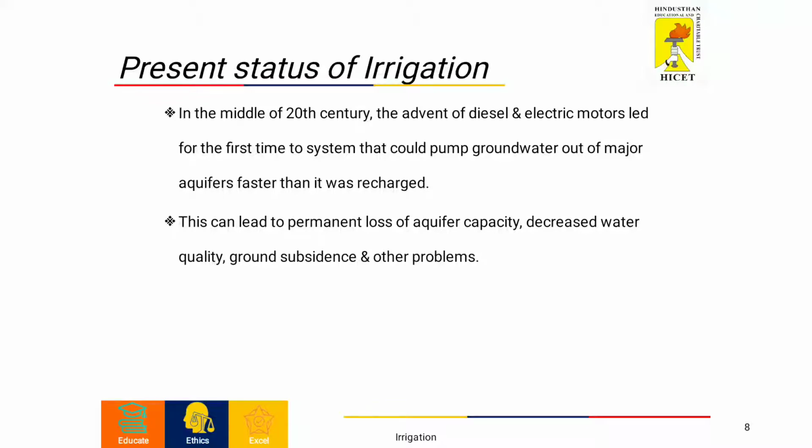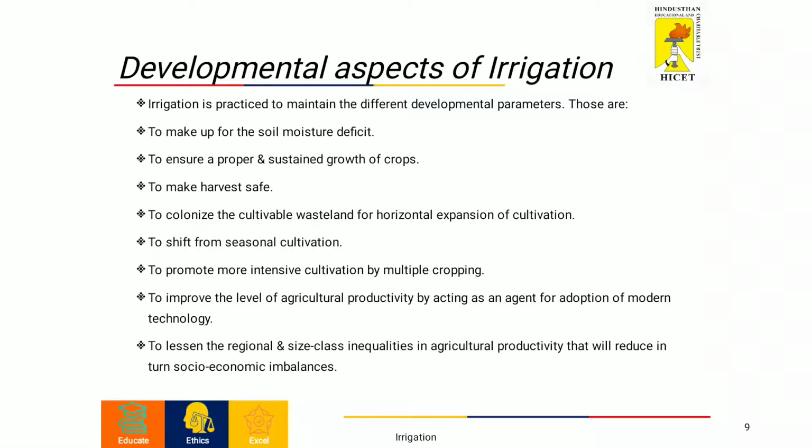In the middle of the 20th century, the advent of diesel as well as electric motors increased the pumping rate of groundwater out of major aquifers, so the rate was faster than it was being recharged. This has led to the permanent loss of aquifer capacity. It decreased the water quality and caused many problems related to the groundwater. Now comes the developmental aspects of irrigation.